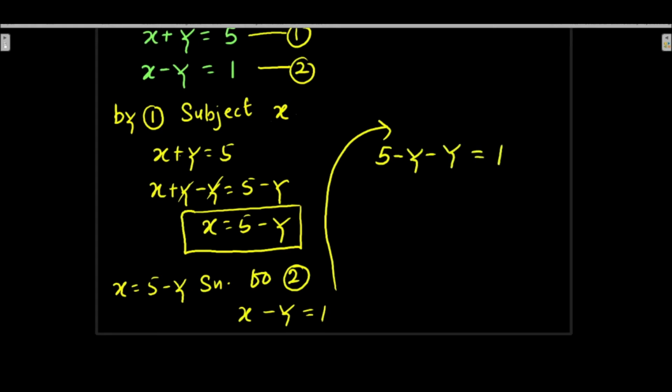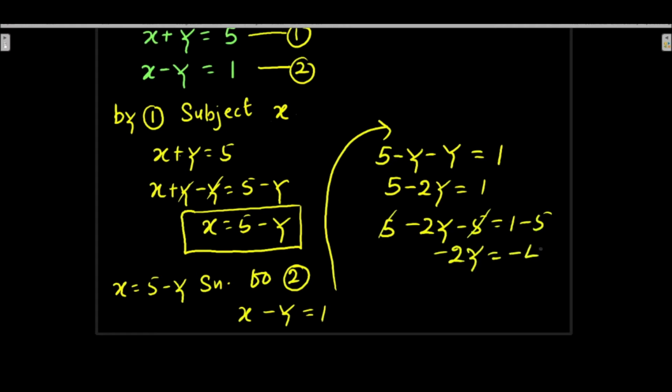Look at this part. For the value of x, I put this value 5 minus y. Then I can write 5 minus 2y equal 1. You can remove this 5 by adding minus 5 on both sides. Then minus 2y equal minus 4. Then divide by minus 2. Then you get y equal plus 2.